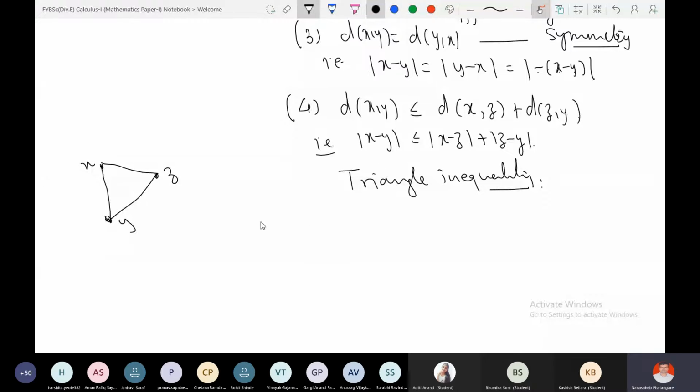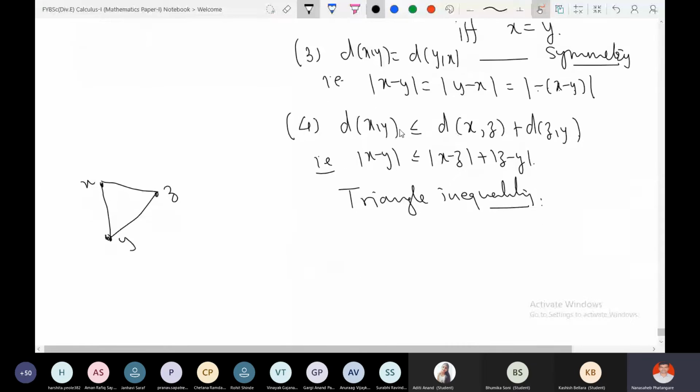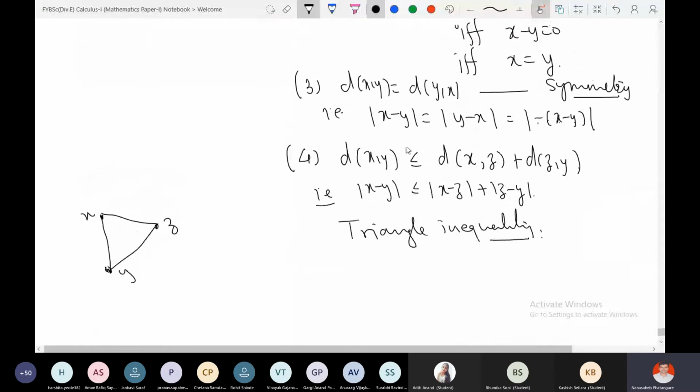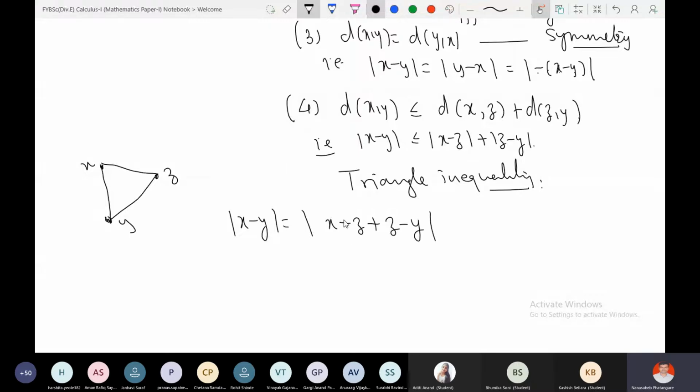And what is the proof? So what is the proof of triangle inequality? Right? The above three properties are trivial. But using the previous discussion, what is the proof of triangle inequality? If we consider x minus y, then what I will do is add and subtract z. Right? So if I add and subtract z, the value x minus y remains unchanged.